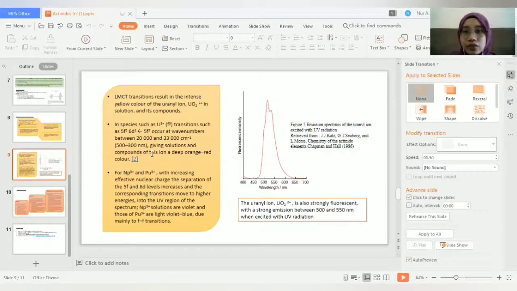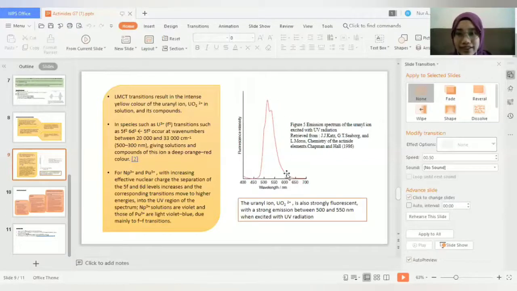It differs from neptunium and plutonium, because in neptunium and plutonium, with increasing effective nuclear charge, the separation between the 5f and 6d levels also increases. As the nuclear charge and the separation increase, the corresponding transition moves to higher energy, into the UV region of the spectrum, thus giving plutonium 3+ solutions that are violet and light violet.